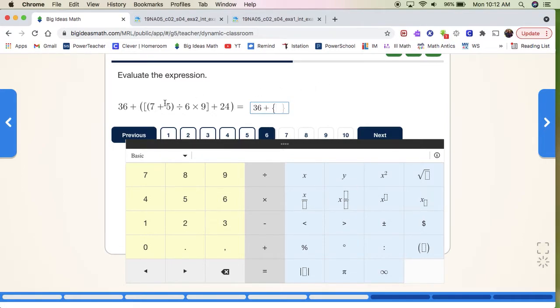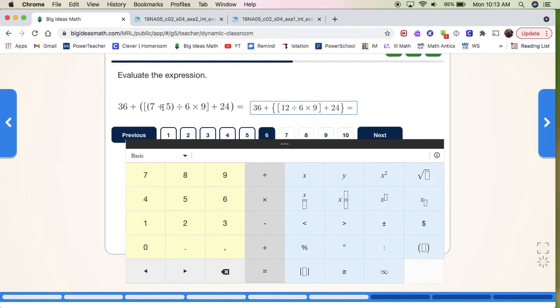Now I'm going to deal with my bracket. I'm going to put my bracket, and I've got 7 plus 5. So 7 plus 5 is 12, and then I'm going to keep everything else, divided by 6 times 9. Then I'm going to put my closing bracket plus 24. This is going to be the most complicated kind you do here. And then I need my closing brace. I'm sorry, brace. It's hard to say that. Equals. Okay. So now I've gotten rid of the parentheses.